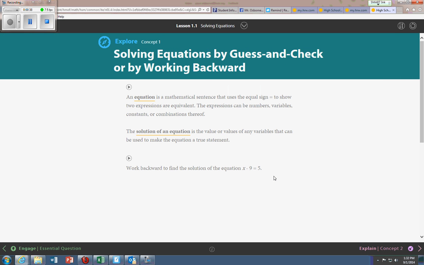So let's explore this. An equation is a mathematical sentence that uses the equal sign to show two expressions are equivalent. The expressions can be numbers, variables, constants, or combinations thereof. The solution of an equation is the value or values of any variables that can be used to make the equation a true statement. It says work backward to find the solution of the equation x minus 9 equals 5.